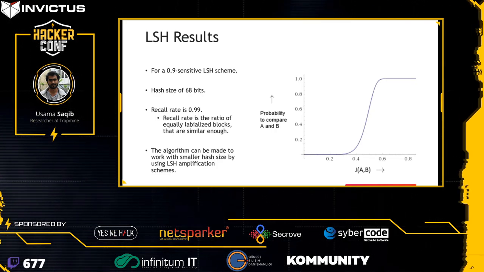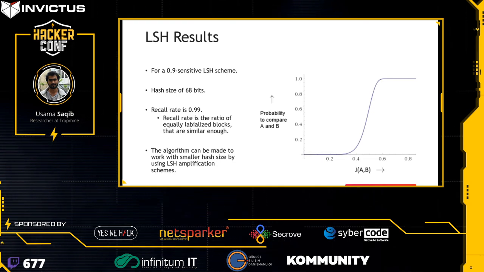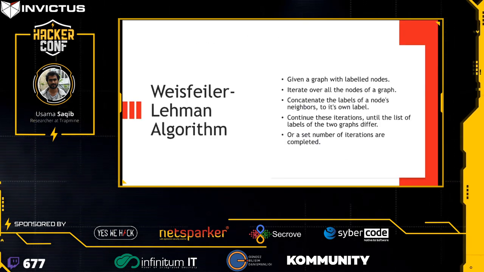This reduction should not be linear. However, it should follow something like the S-curve that we show on the right of this slide. The hash size we used in our experiments was 68 bits. Smaller hash sizes can be made to work equally well with the addition of LSH amplification schemes. So we have been able to cover the first information that we wanted to encode.